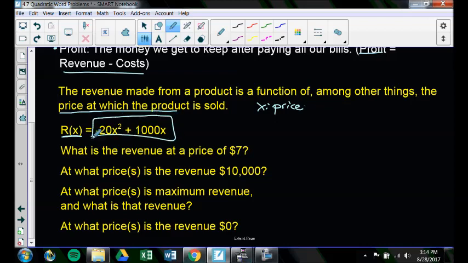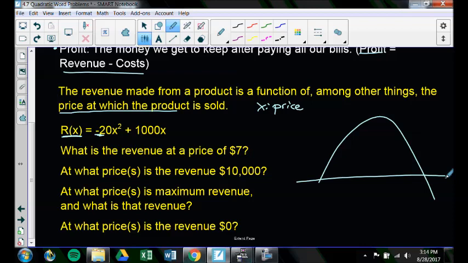Well, let's think about what happens here. This is a negative-oriented quadratic. The a value is negative. That means it's going to graph like this. And the x-axis is price, and the y-axis is revenue. I should actually move that over a little bit, because the y-axis would be there. Pretend like that's hitting at the point 0, 0.